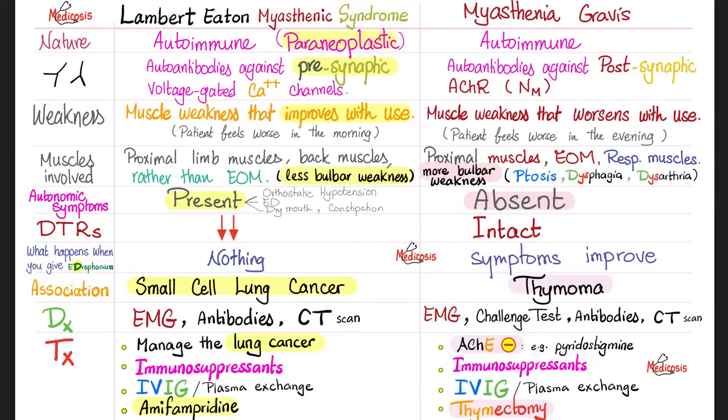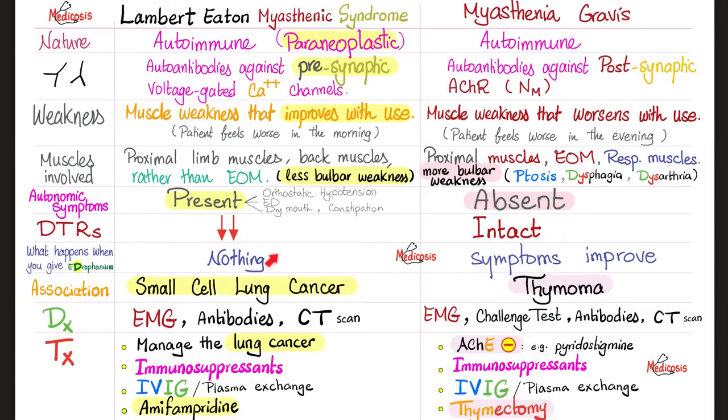Lambert-Eaton myasthenic syndrome is less likely to have bulbar weakness such as ptosis, diplopia, dysphagia, dysarthria, but myasthenia gravis is more likely to have bulbar weakness. Autonomic symptoms only show up in Lambert-Eaton but not in myasthenia, so look for orthostasis, erectile dysfunction, dry mouth, constipation, etc. in Lambert-Eaton. Deep tendon reflexes are diminished in Lambert-Eaton, but they are normal in myasthenia gravis because the reflex arc is intact. What happens when you give hydrophonium challenge? Lambert-Eaton, no difference. Myasthenia improves.